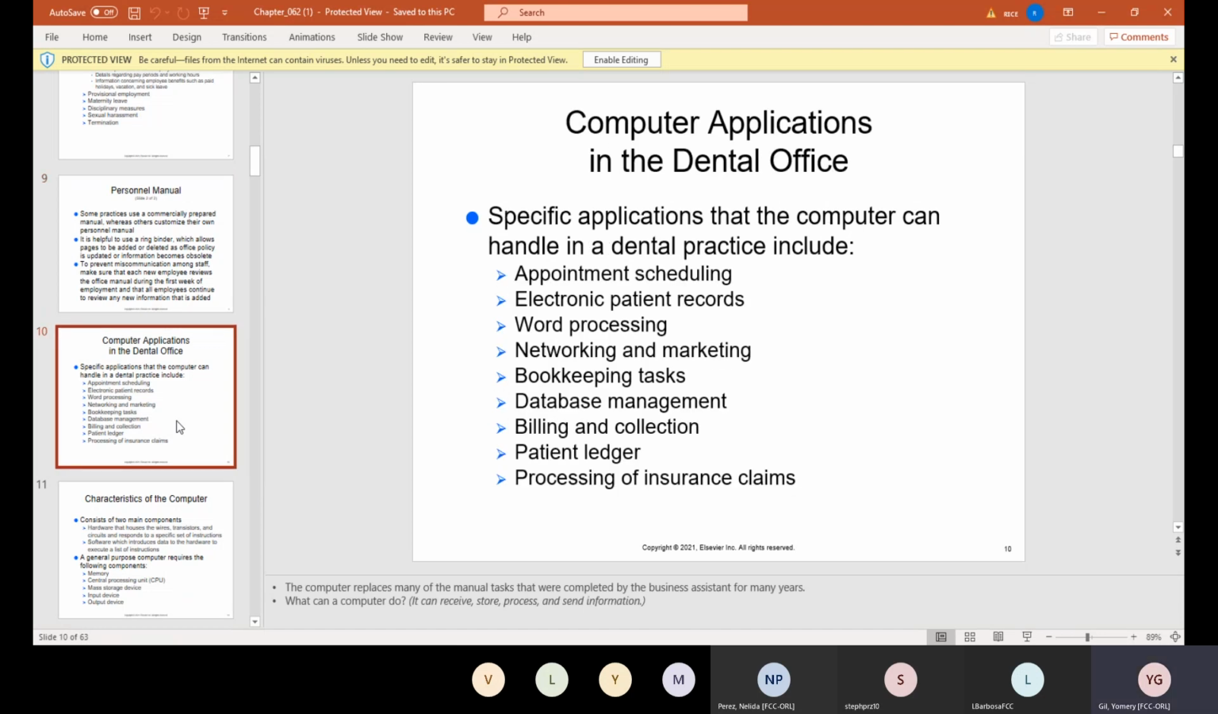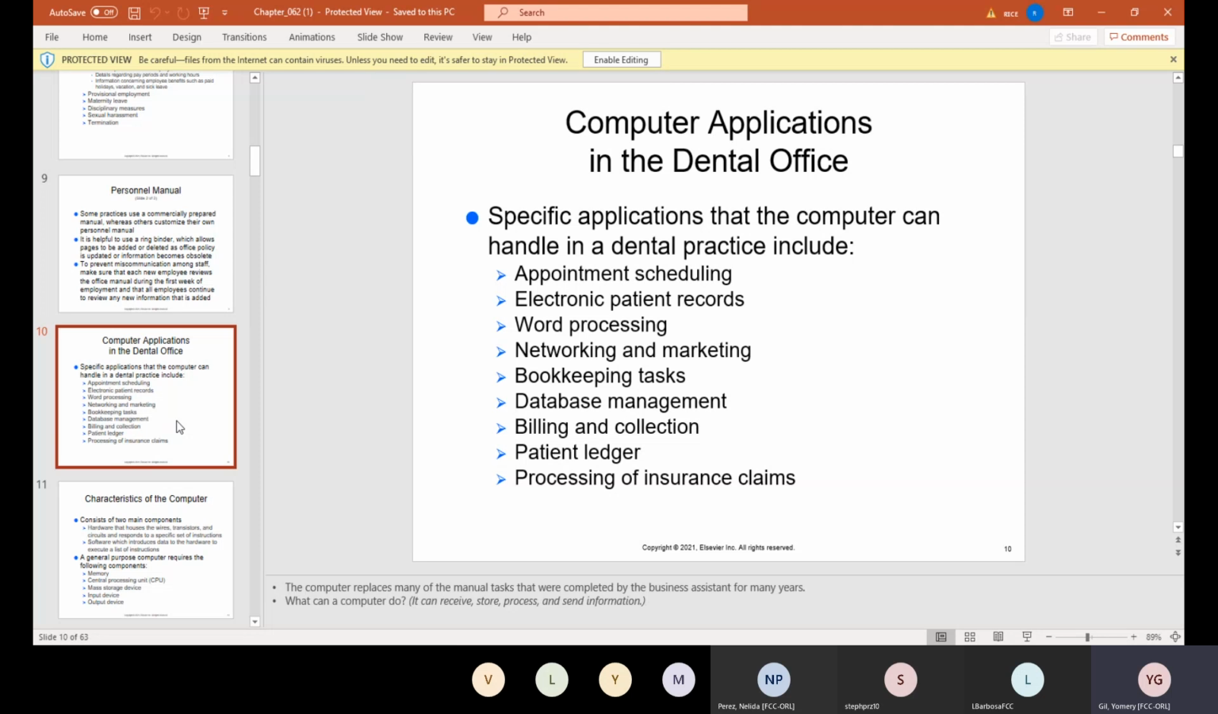So we're going to talk about computer applications in the dental offices. This is very important because sometimes you will be working front desk. So specific applications that the computer can handle in a dental practice include appointment scheduling, electronic patient records, word processing, networking and marketing, bookkeeping tasks, database management, billing and collection, patient ledger, and processing of insurance claims. So of course, appointment scheduling, because how else are you going to have your patients come in?